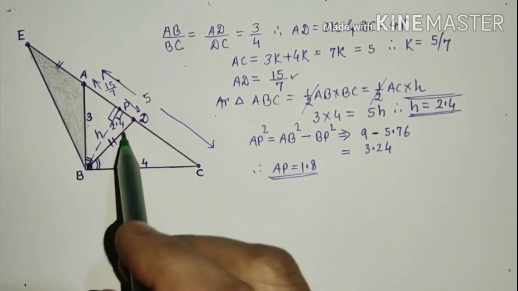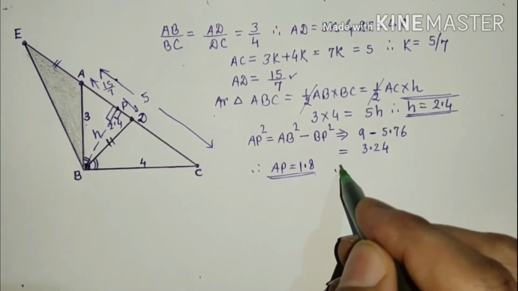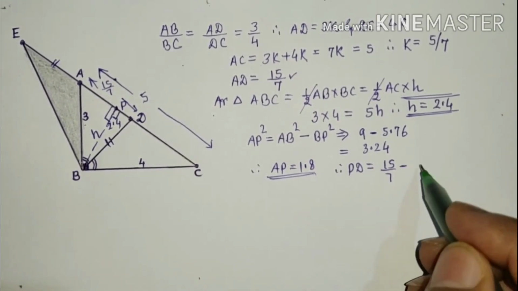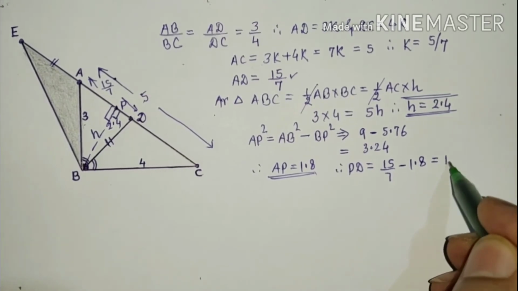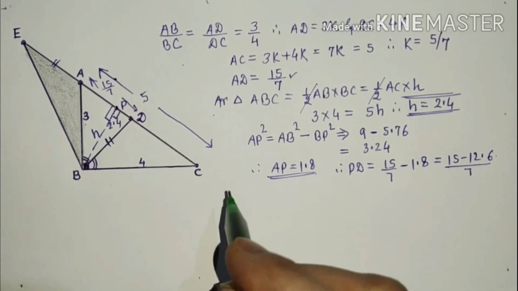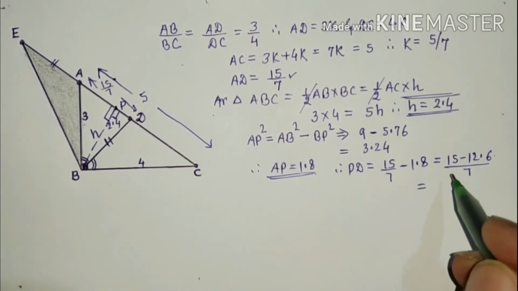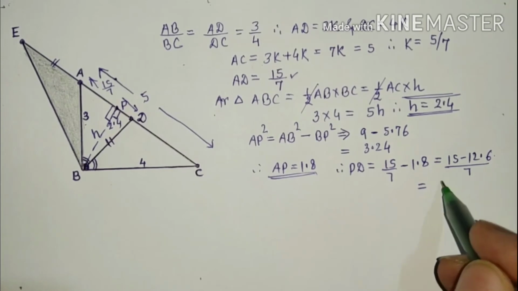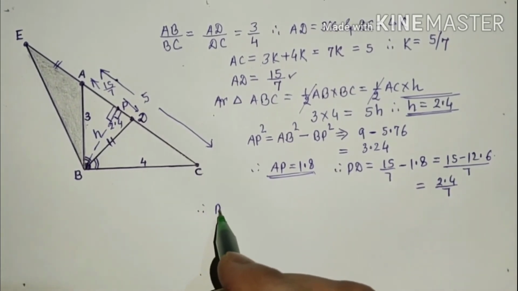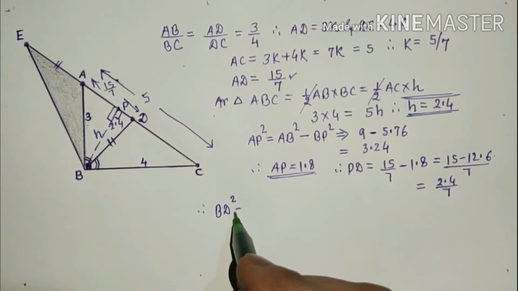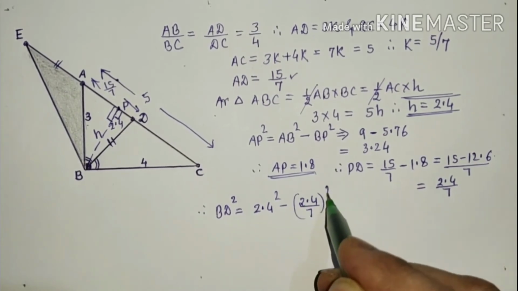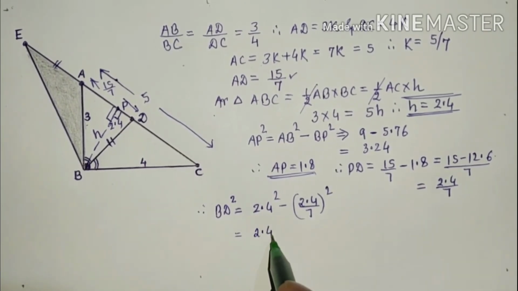After getting this AP, we can find PD. So PD is equal to 15 by 7 minus 1.8, which is 15 minus 12.6 by 7, and that is equal to 2.4 by 7. So now BD square, once again using Pythagoras theorem, BD square is equal to 2.4 square plus (2.4 by 7) the whole square, taking 2.4 square common.